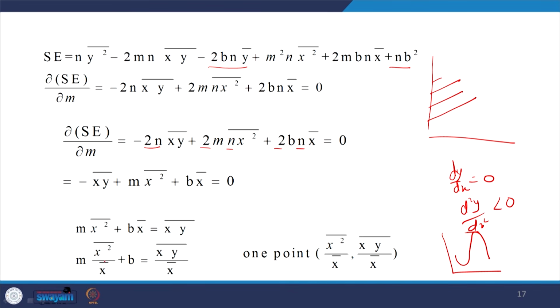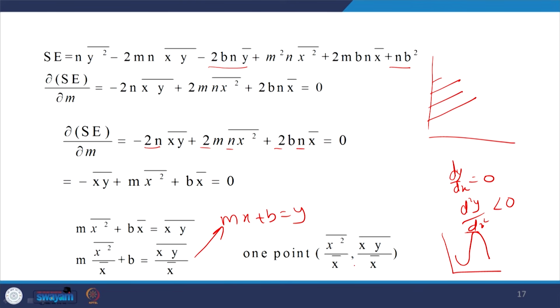So x square bar by x bar plus b, this is xy bar minus xy bar divided by x bar. Now what is happening, this is mx plus b equal to y format. Which one? This equation. So m is m. So the x coordinate is x square bar divided by x bar. So the y coordinate is xy bar divided by x bar.